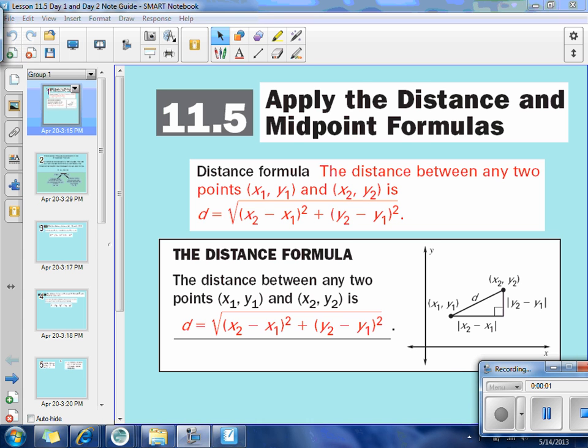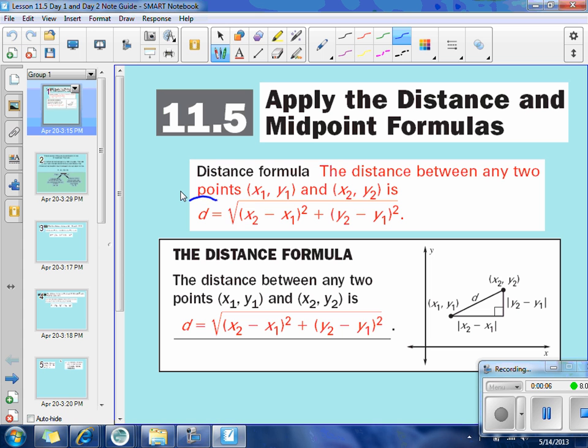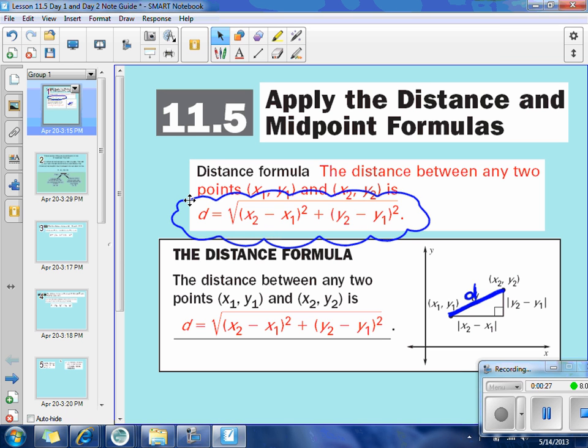This is 11.5, the distance formula and the midpoint formula. Right here is your distance formula, and they're talking about the distance from one point on a graph to another. Because you can't just count the boxes since it's going diagonally, we have to use that distance formula. Here we'd subtract our x coordinates and square it, subtract our y coordinates and square it, and then add those values together and square root the whole thing.